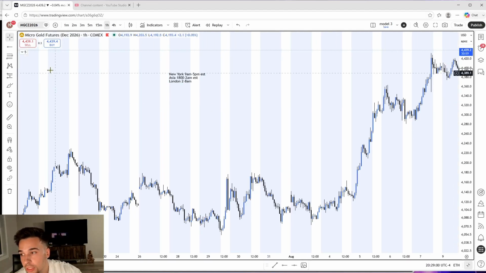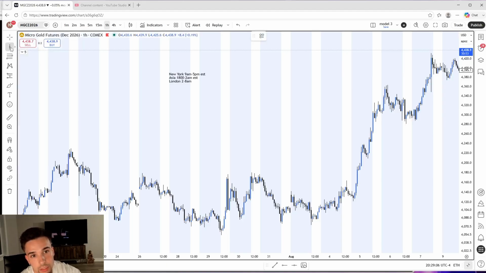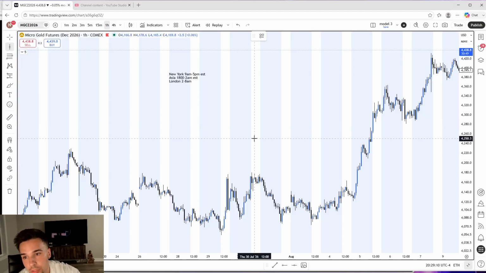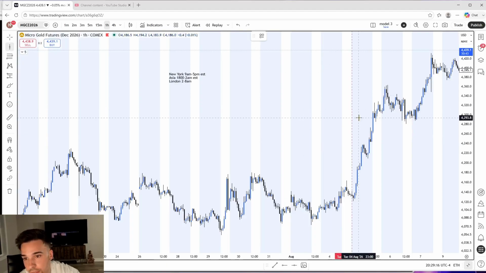When you're marking these out, it makes it very easy using this vertical line tool, listed right here on the top. Just hit this little arrow, go down to the vertical line. And you're actually going to mark out every single session, right? So you're going to mark out your Asia session, you're going to mark out your London session, and you're going to mark out your New York session, okay?